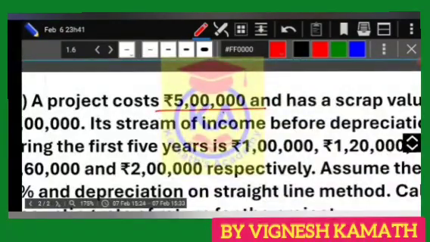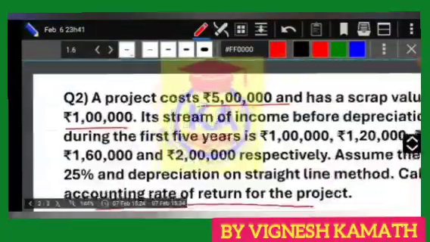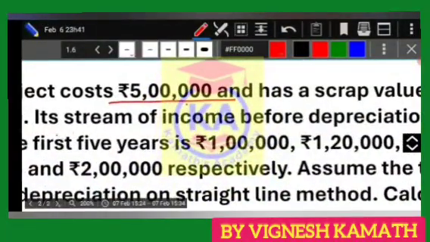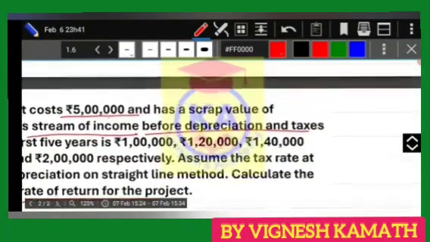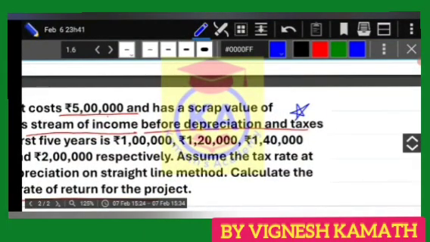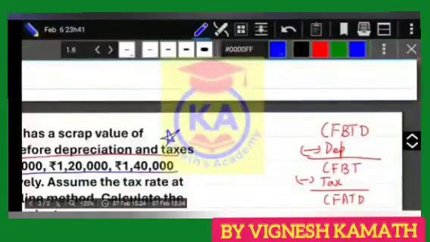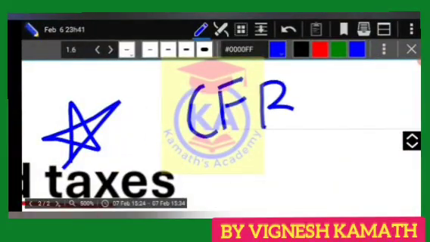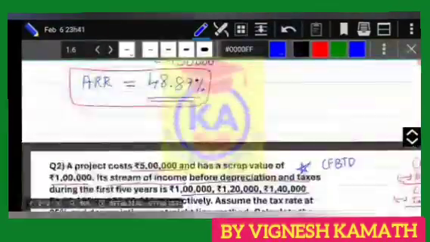Cost of the project is rupees 5 lakhs. The scrap value of the project is rupees 1 lakh. And its stream of income means the cash flows before depreciation and tax. Look at this, it's a very important point. The given amounts are CFBTD, cash flows before tax and depreciation. CFBTD is given here, not like the earlier problem.